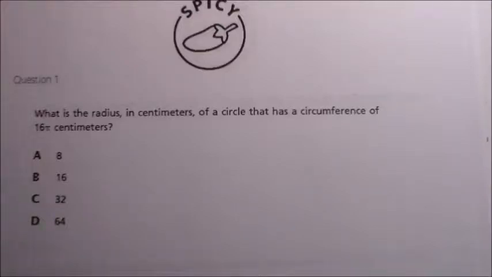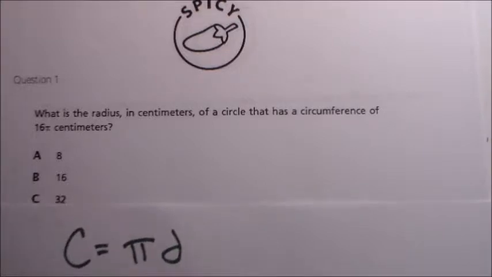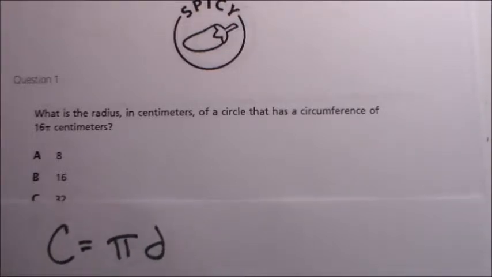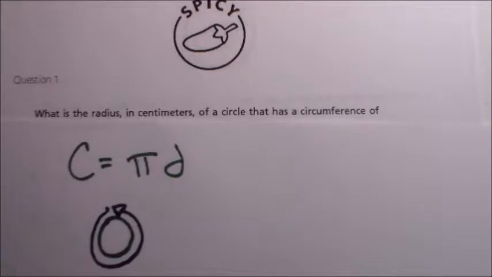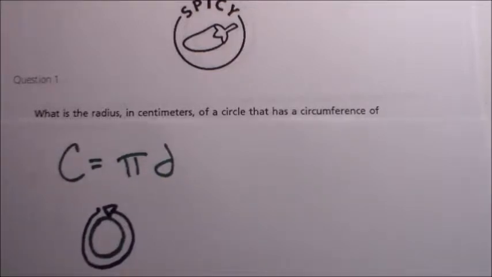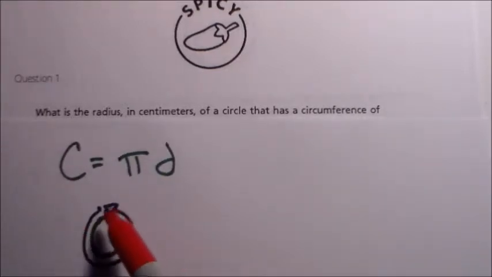Question 1. What is the radius in centimeters of a circle that has a circumference of 16 centimeters? Okay, so we know the circumference. Circumference is pi times diameter. That's our formula for circumference. We know circumference is the distance around a circle.